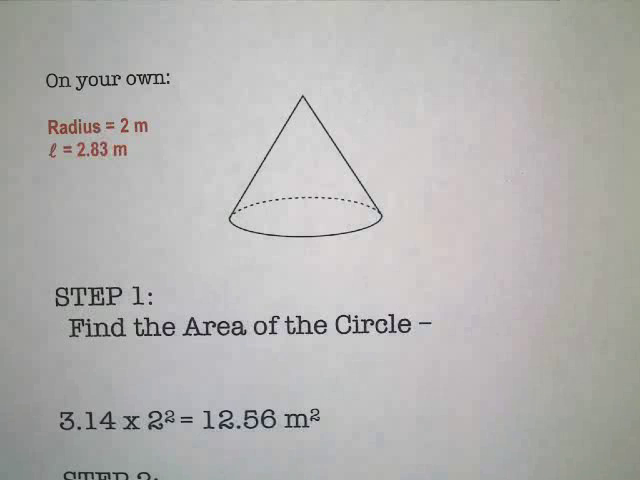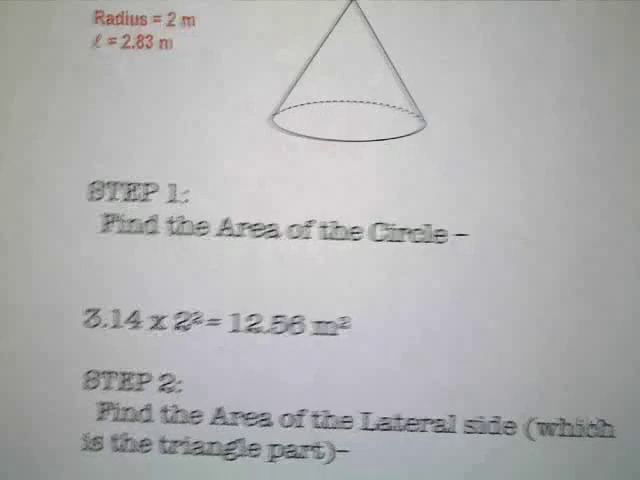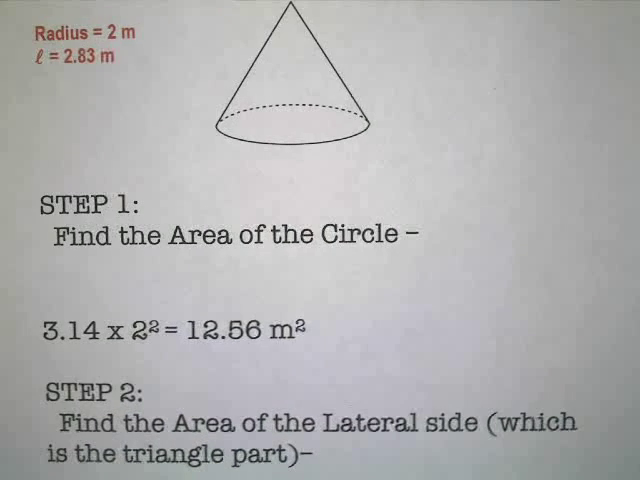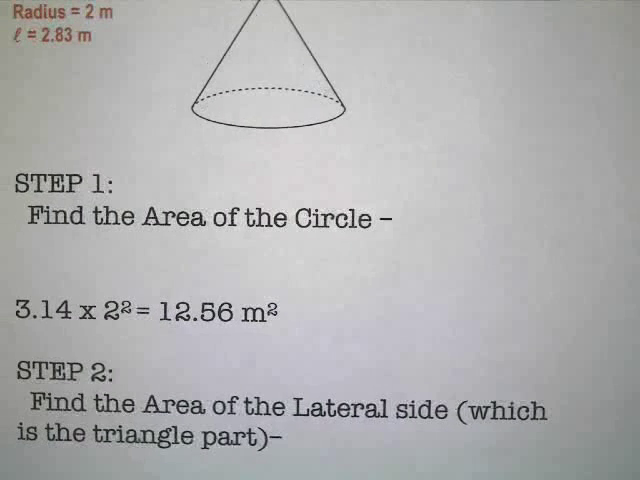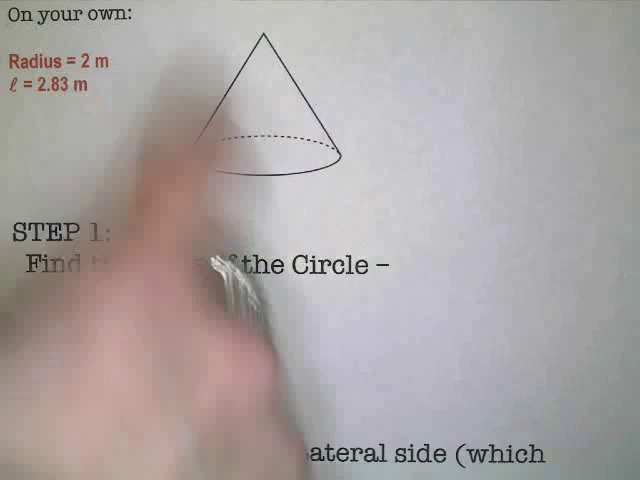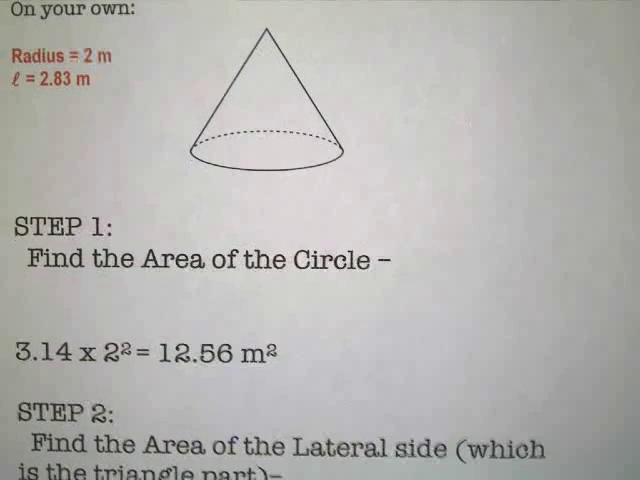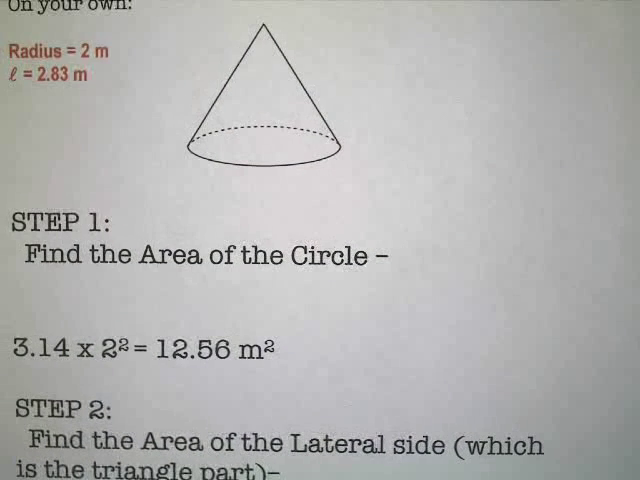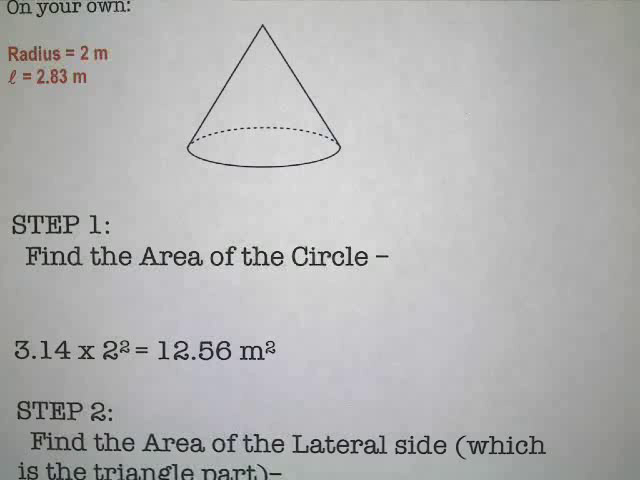Everyone get step 1 done? Who did not get step 1 correct? What'd you do wrong, Evan? What? You didn't even try? So I can't really help you when you don't try. Step 2 is to find the lateral sides area. That's that triangle part. When you know it, raise your hand.